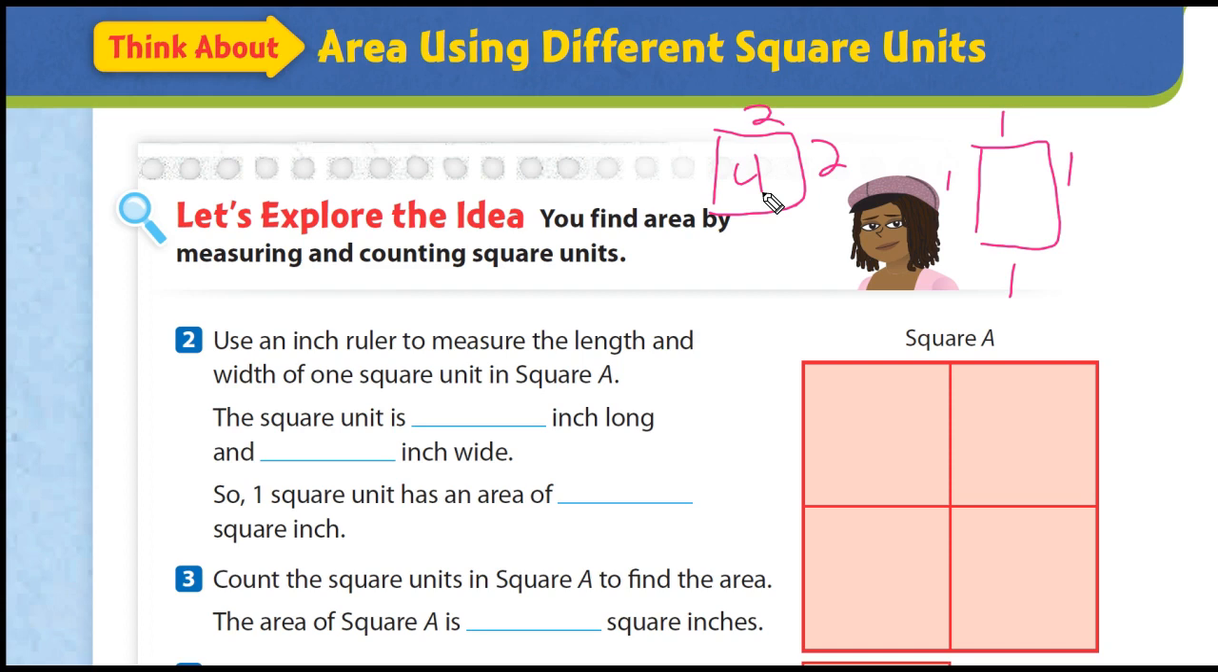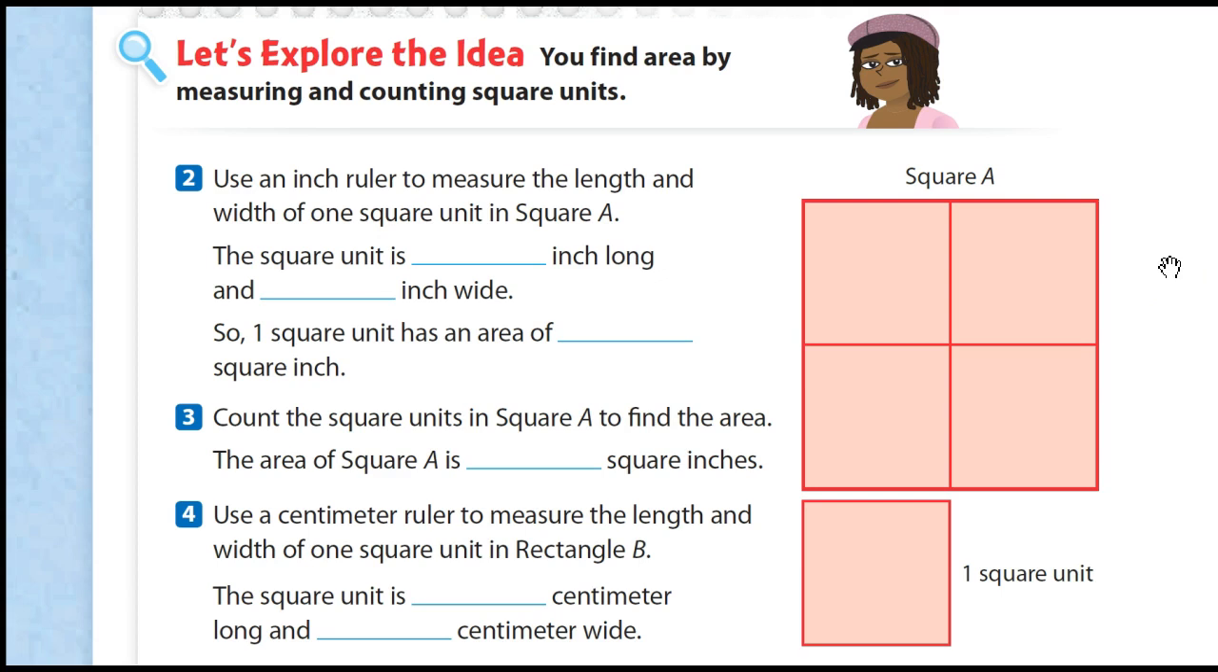Okay, so let's see what they have right here. It says use an inch ruler to measure the length and width of one of the square units. But it says 1 square unit, so that means it's 1 here and 1 here. So inside it's 1 square unit. The square unit is 1 inch long and 1 inch wide. So 1 square unit has an area of 1.